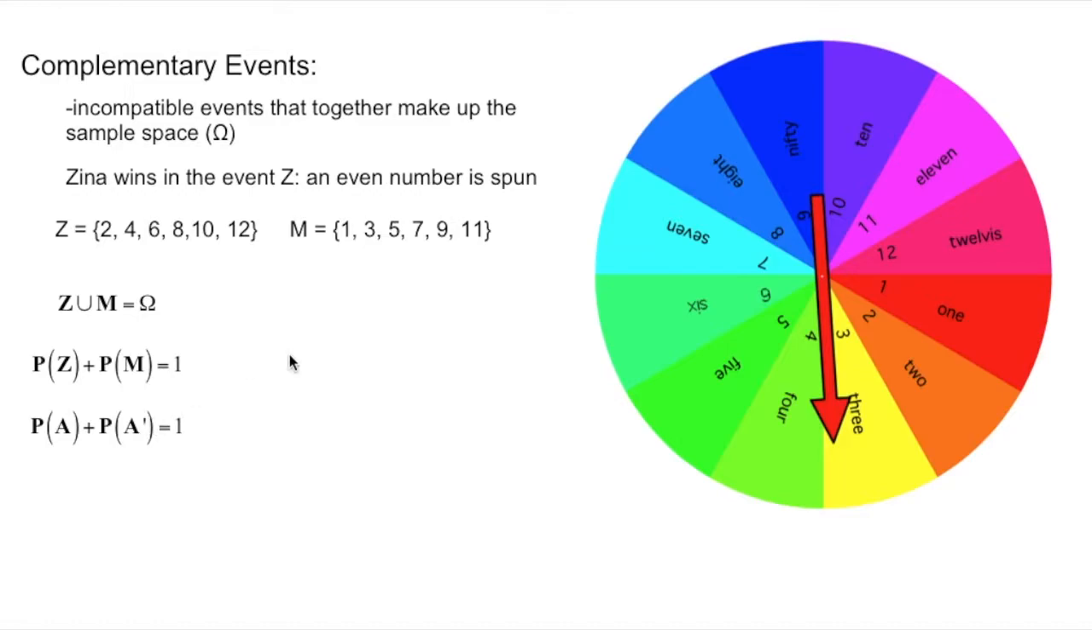Not A would be rolling a number 4 or greater: 4, 5, 6, 7, 8, 9, 10, 11, 12. So the probability of A would be 3 out of 12. The probability of not A would be 9 out of 12. Add them together, you get 1. This is called A prime, or A with an apostrophe, but we call that A prime, is called the complement of A, or not A. The probability of an event.